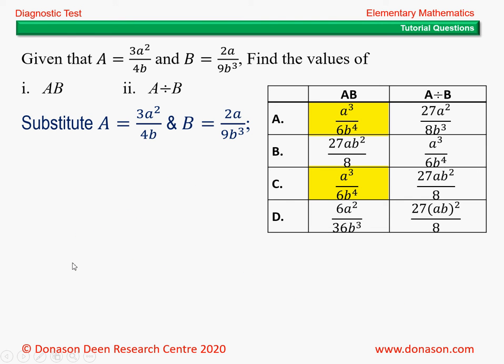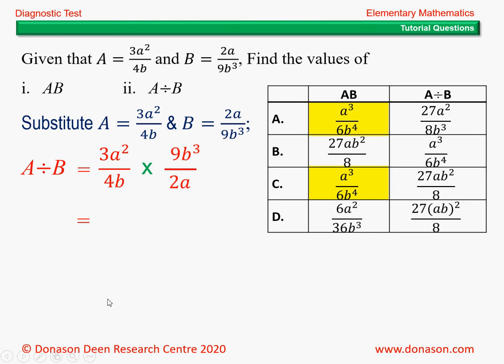So again we're going to do the substitution. So a divided by b means we are going to write down the value of a, which is 3a squared over 4b, then divided by the value of b, which is 2a over 9b cubed. Now when we are dealing with fractions in a division, we can change the division symbol to a multiplication symbol, and then we can swap the fraction, right? So the denominator becomes the numerator and the numerator becomes the denominator.